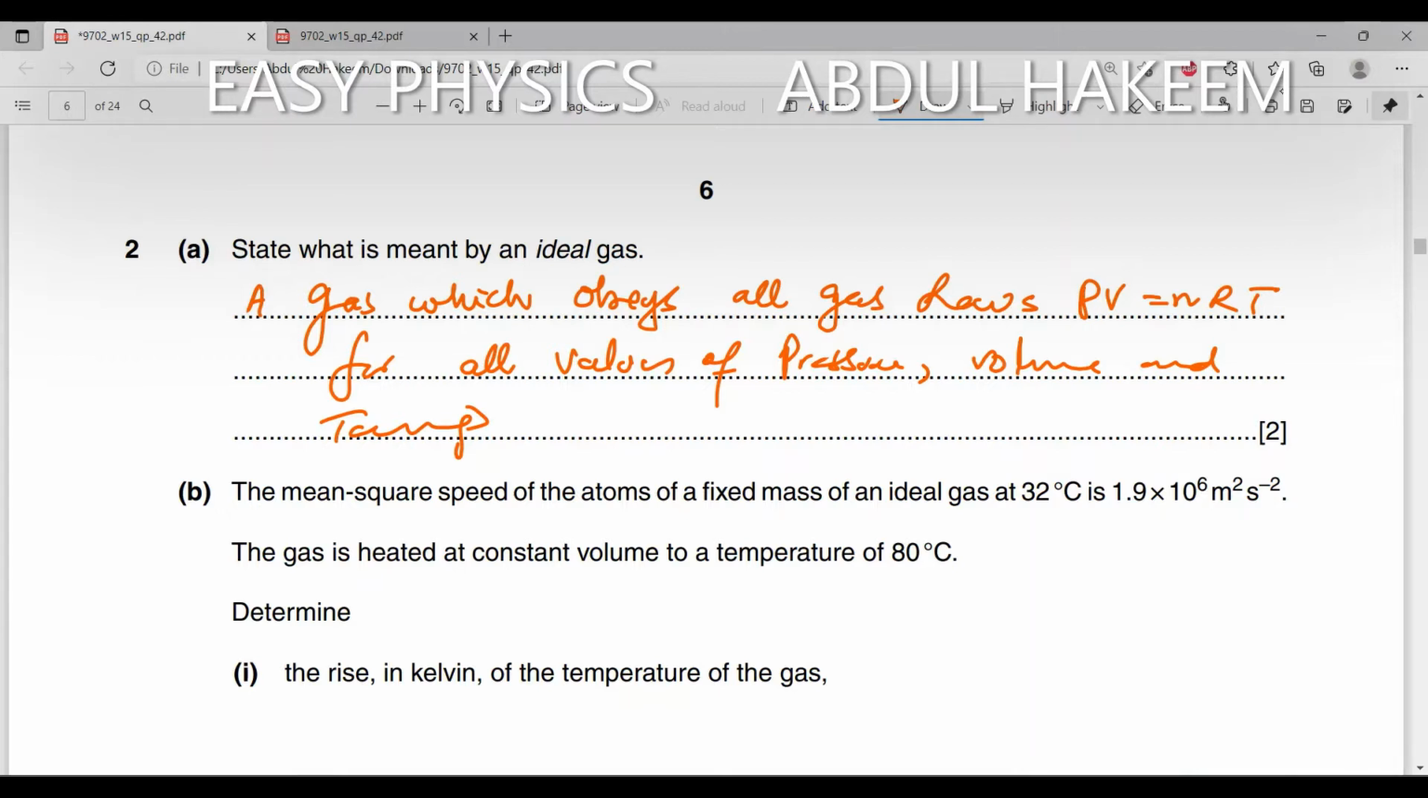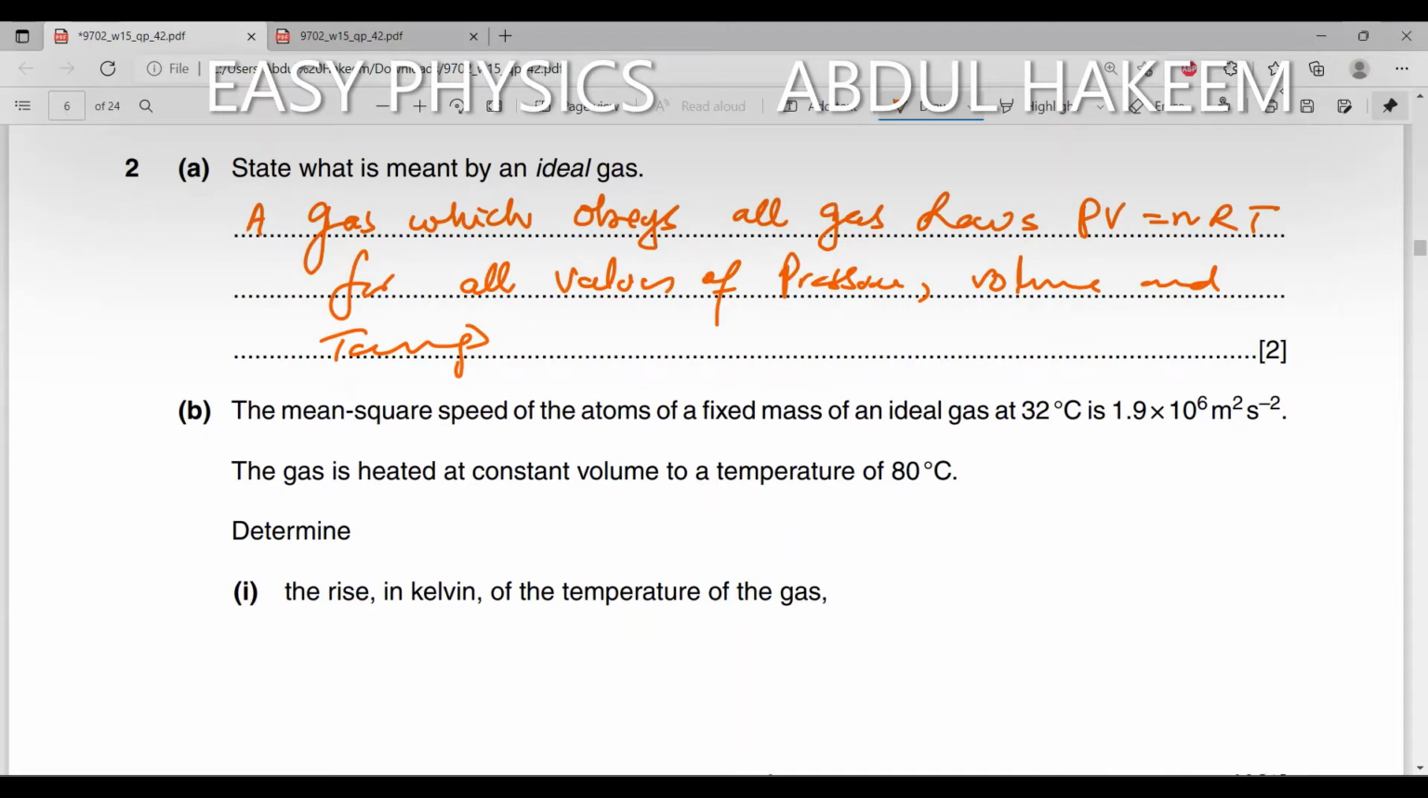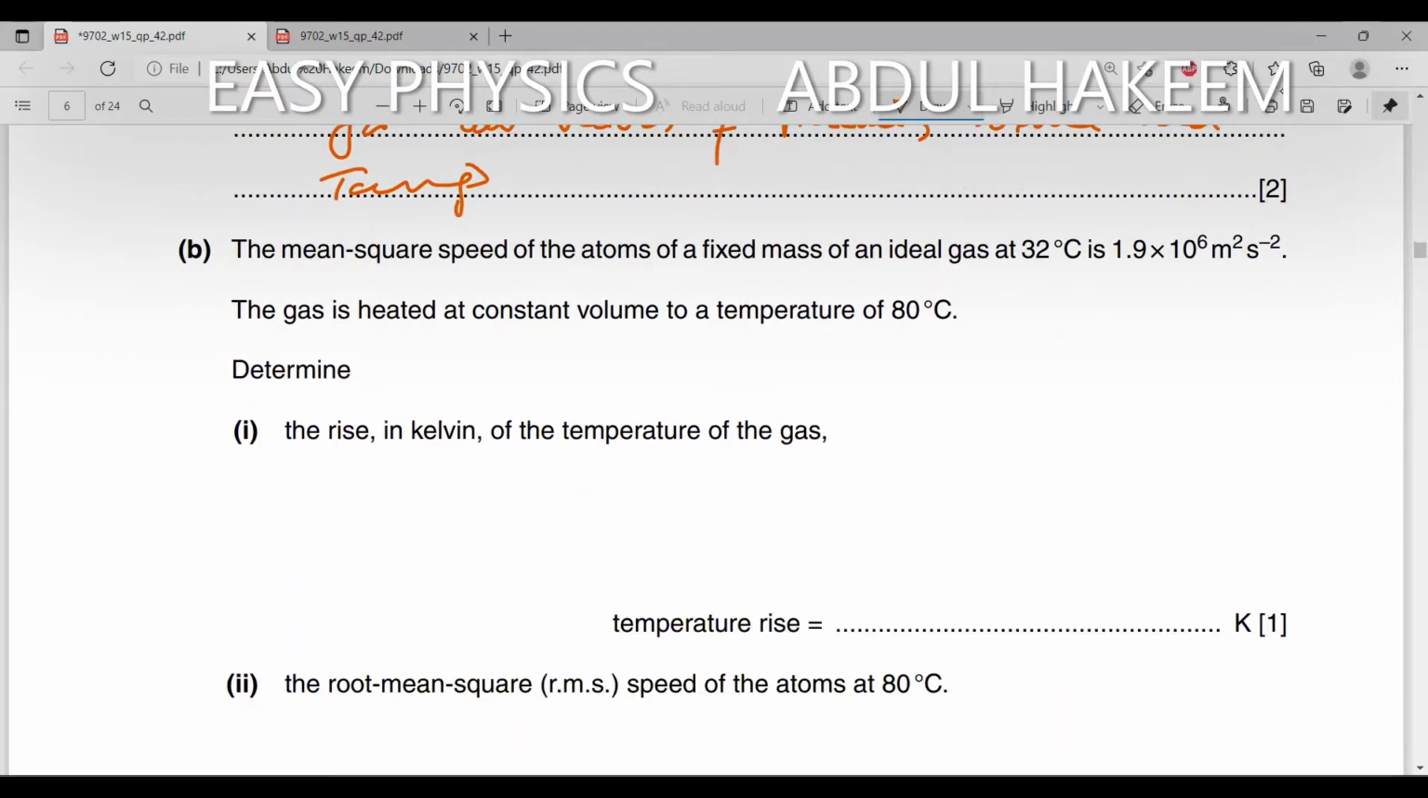Next, the mean square speed of the atom of the fixed mass of the ideal gas at 32 degrees Celsius is 1.9 times 10 power 6. The gas is heated at constant volume to a temperature of 80. Determine the rise in Kelvin of the temperature of the gas. Simple. 80 minus 32. What is the answer? 48. So do remember, change in degrees Celsius is exactly the change in Kelvin. So it is 48 Kelvin. The other method: first convert 80 into Kelvin, 32 into Kelvin, then take the difference. So we'll get the same answer, 48.